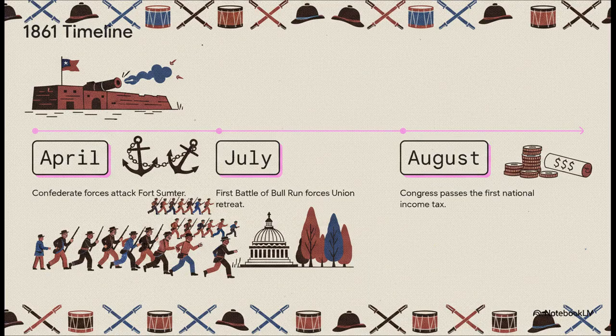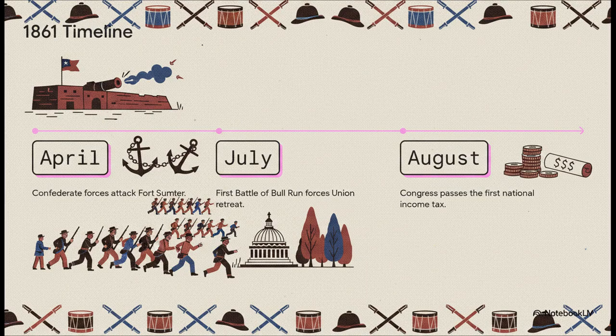Now, if anyone thought this was going to be a quick little skirmish, July proved them completely wrong. At the First Battle of Bull Run, the Union Army goes on the offensive, but Confederate reinforcements completely turn the tables, sending Union forces into a chaotic retreat back to Washington. It became crystal clear right then and there this was going to be a long, drawn-out fight.